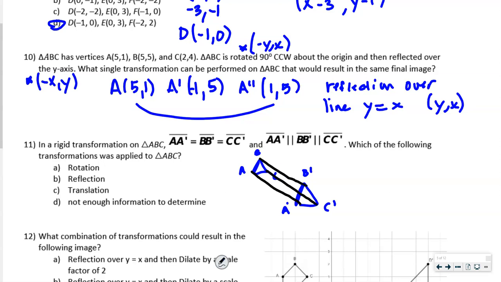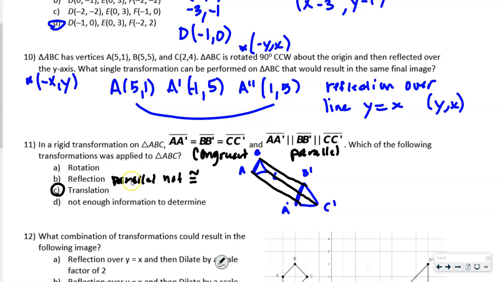Do you notice that all those lines are congruent? And that's what this means. They're congruent, right? And they're parallel. That's what this means, okay? So when the lines are both congruent and parallel, it's translation. Now, if it was a rotation, they would not have been congruent nor parallel, okay? If it had been a reflection, they would have been parallel, but they would have not been congruent, okay?